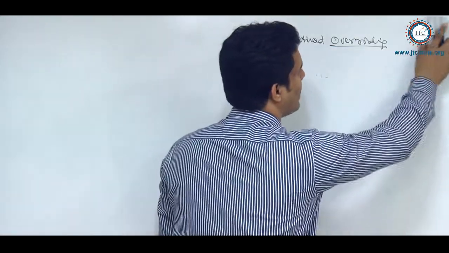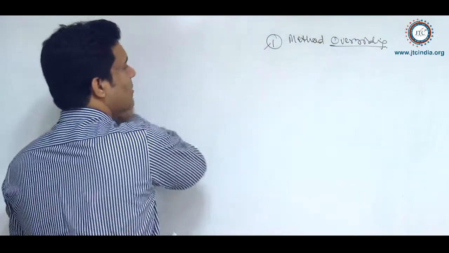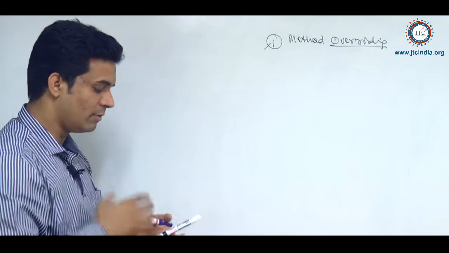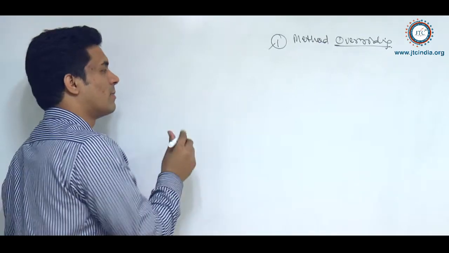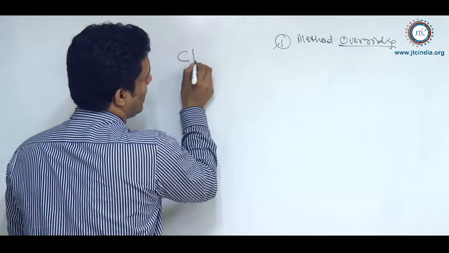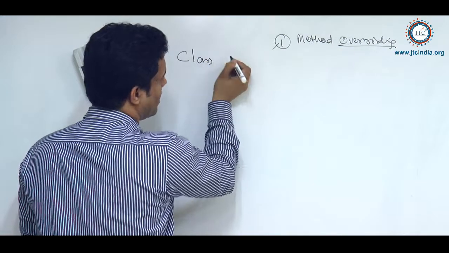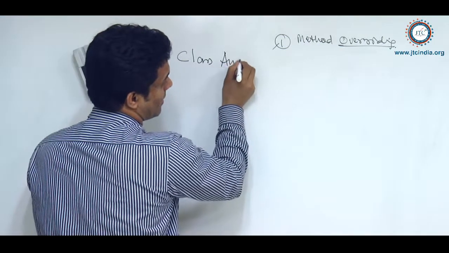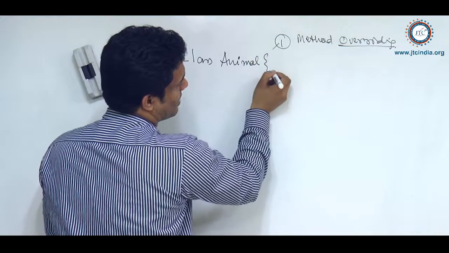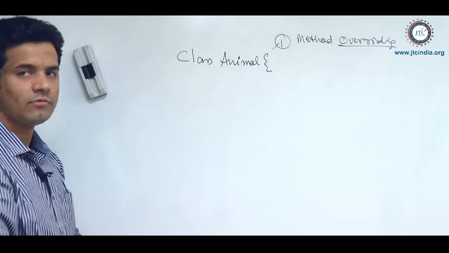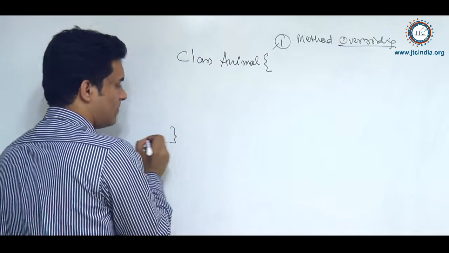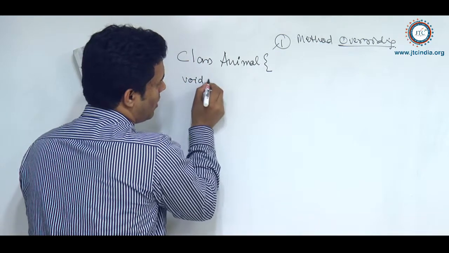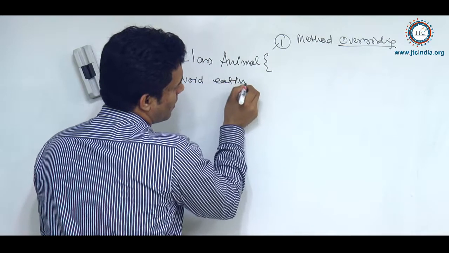So first, what is method overriding? Everything I'll explain programmatically also, but before starting the programs, I'm explaining it in this manner. Suppose we are writing a class, for example an Animal class. I have written one class Animal here, and in this we have a void eating method.